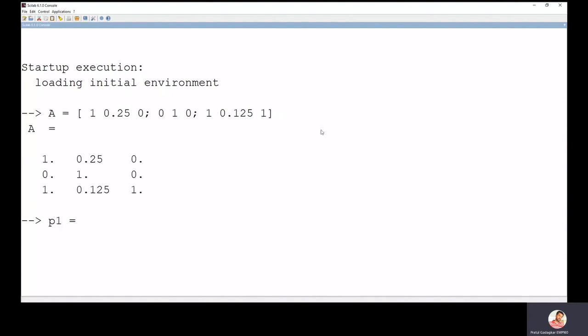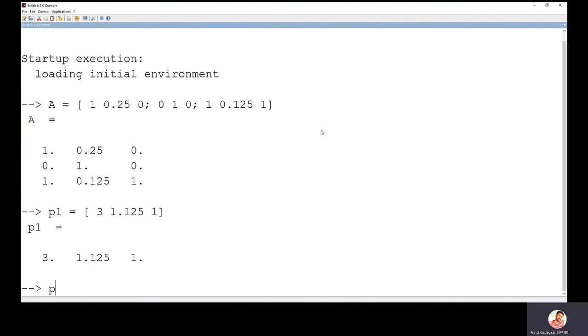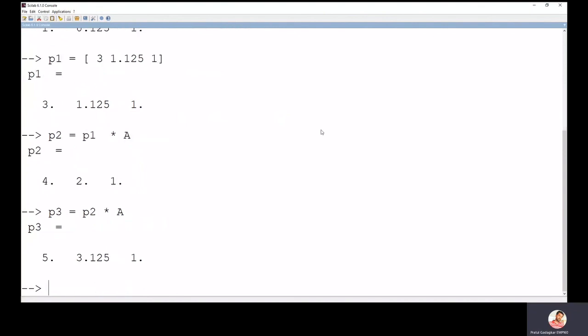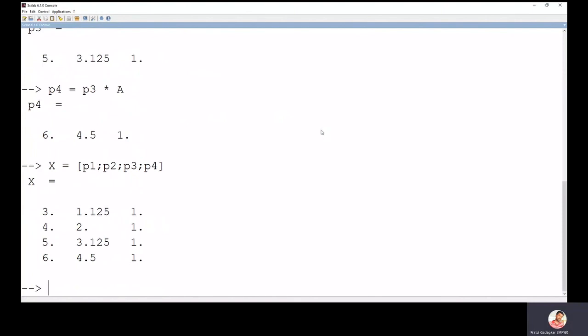The first point that we are going to choose is 3, 1.125 and 1 for the homogeneous coordinates. The second point will be P1 star A, the third point is P3, which is P2 star A, and the fourth point is P4, which is P3 star A. So these are the four points. I'm going to write them together: P1, P2, P3, P4. Now we are going to plot them in GeoGebra.